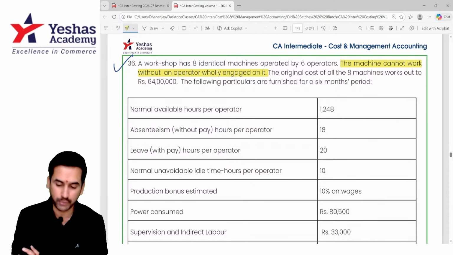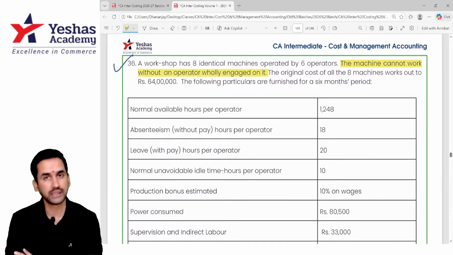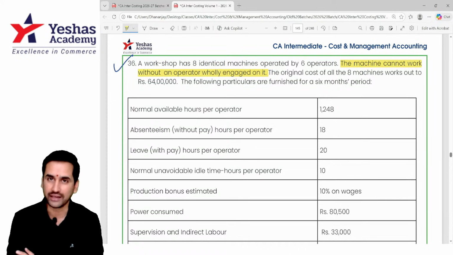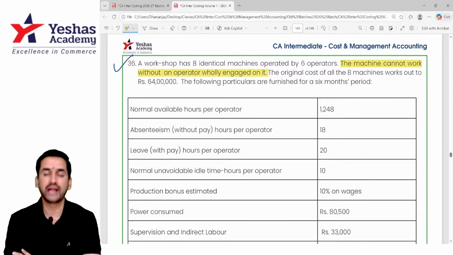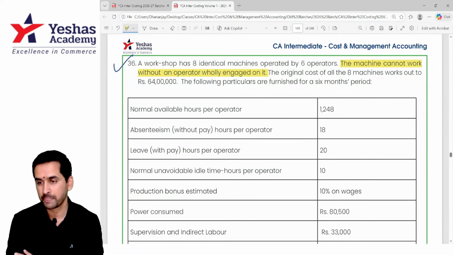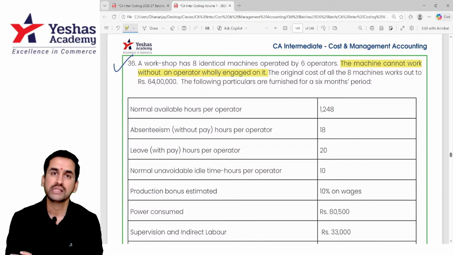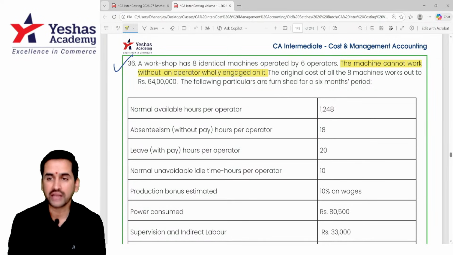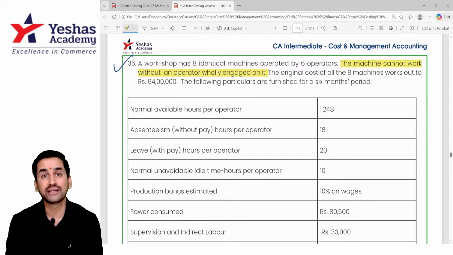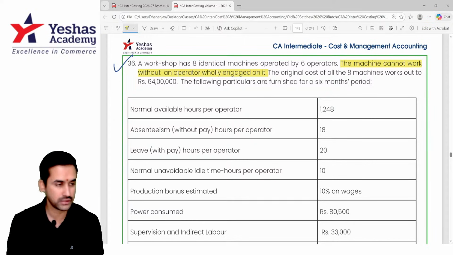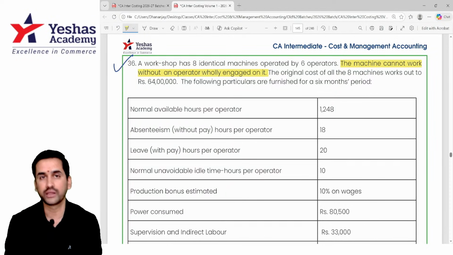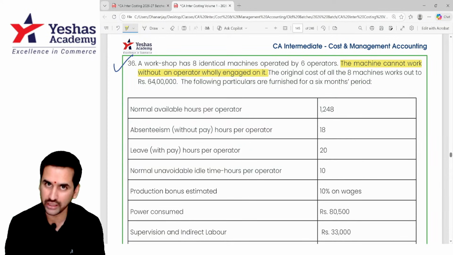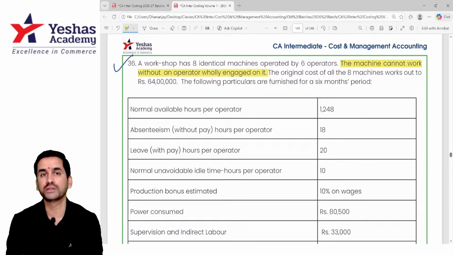I want your reply in chat box. We have 8 machines. We have 6 employees. And then there is a line that I have highlighted. Read that highlighted line and tell me whether my sentence is correct. On any given day, at any point of time, only 6 machines will be working. Other 2 machines will always be at rest. Am I correct? Yes or no? I repeat my sentence. On any particular day, any time you go to the factory, only 6 machines will be working, 2 machines will be at rest. Do you agree with me? Yes or no?